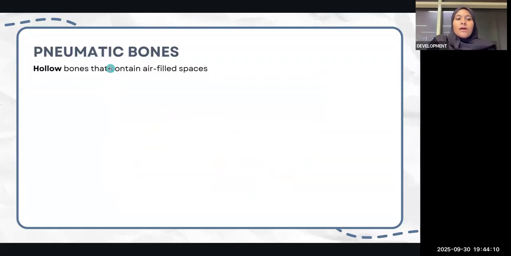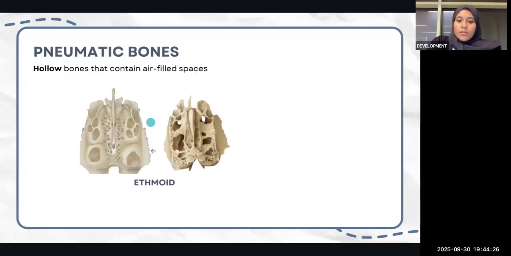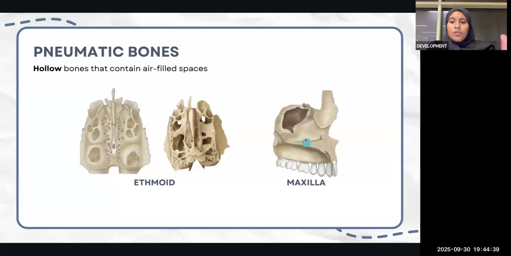Pneumatic bones. From the name, pneumatic means respiratory. When I think of pneumatic, I think of breathing and air. So pneumatic bones are hollow bones that contain air-filled spaces, like your ethmoid. Your ethmoid bone is above your nose, somewhere behind your nose, and it's filled with air-filled spaces. As long as you see so many spaces like this, it is pneumatic 100%. And you have your maxilla, right over here as well. This is a space, and it's filled with air. So that's a pneumatic bone.